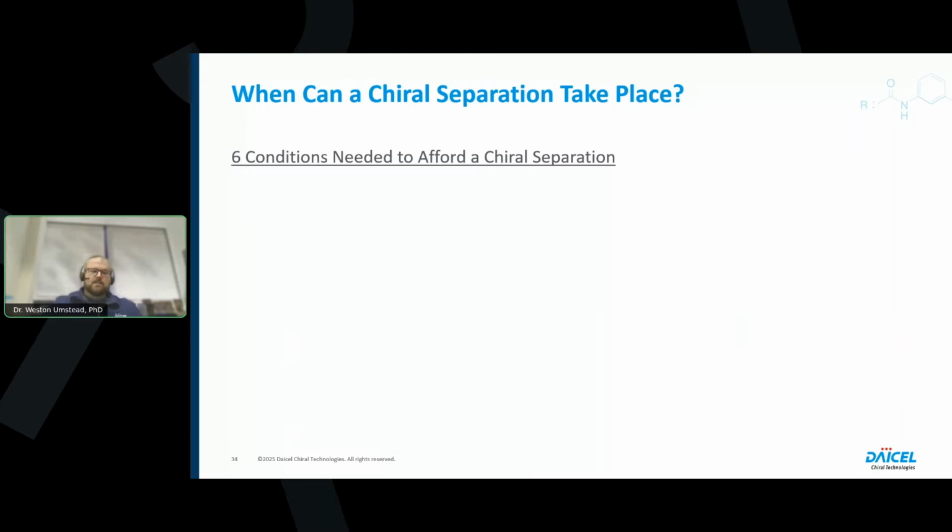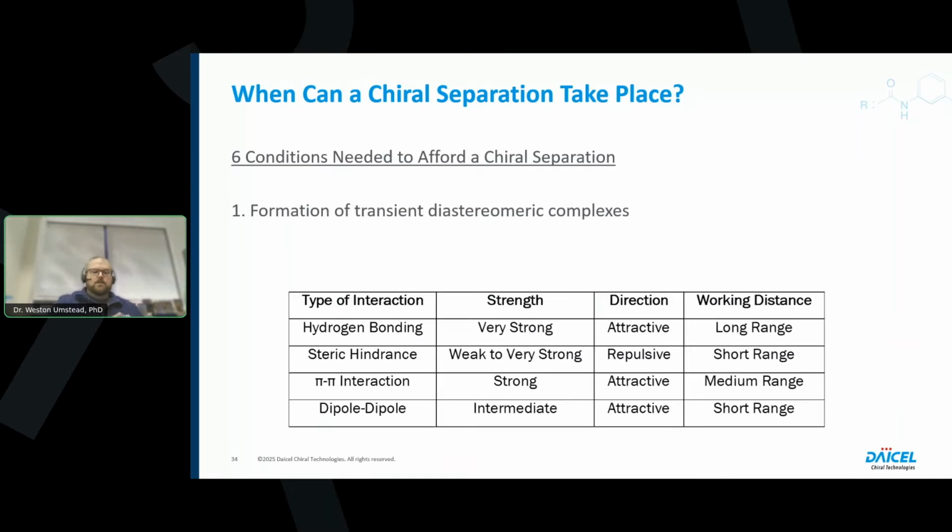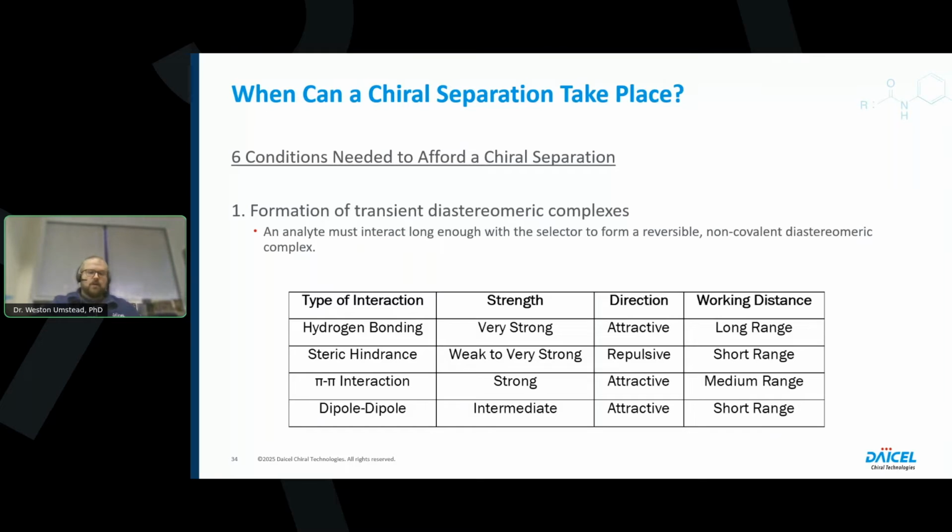There are 6 different things that we need to account for when we're talking about a chiral separation and whether or not it can happen. The first one is the formation of transient diastereomeric complexes, which is really just a fancy way of saying that the analyte, the chiral molecules, have to be able to interact with the chiral stationary phase. They have to interact long enough with the chiral selector that you actually form this complex, but not so fast that we don't see the energy difference that's taking place, but not so long that it is essentially an irreversible complex that forms. So that's to interact, but not too long.